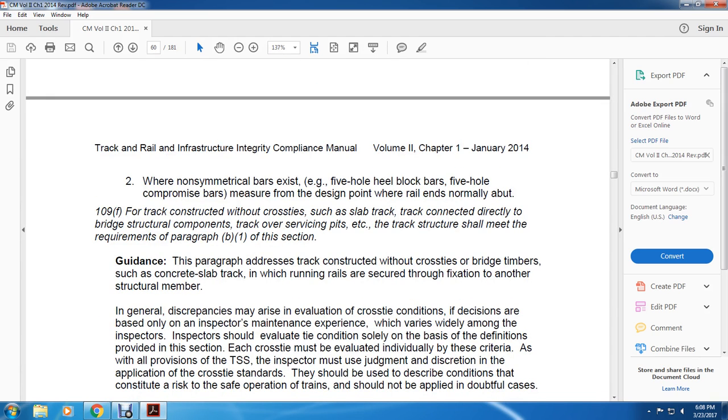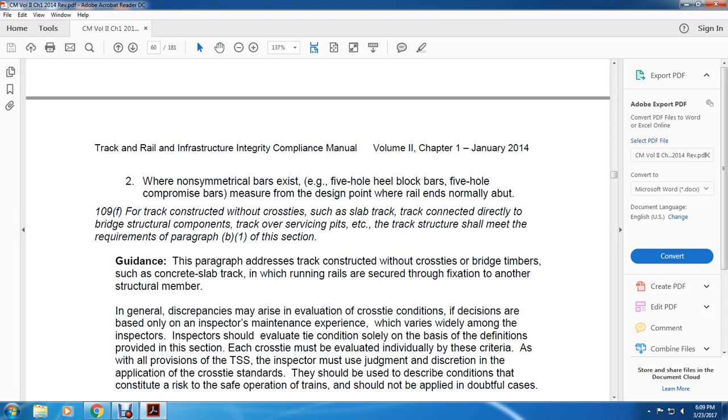Where non-symmetrical bars exist, 5-hole heel block bars with 5-hole compromise bars, measured with the design point with the rail end, normally above the 109.5 and 109F for the track constructed with cross ties such as slab track connected directly with the bridge structural components, tracking over the surfacing pit access. The track structure shall meet the requirements of paragraph B1 of this section.